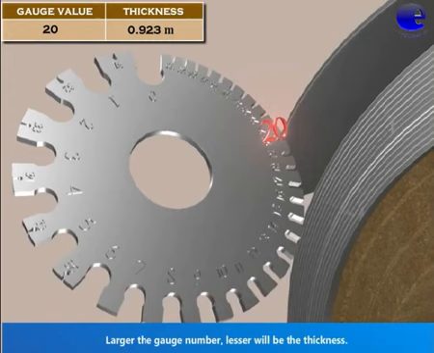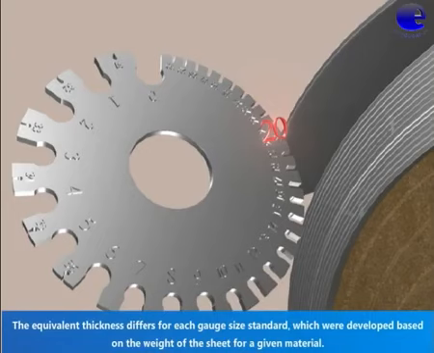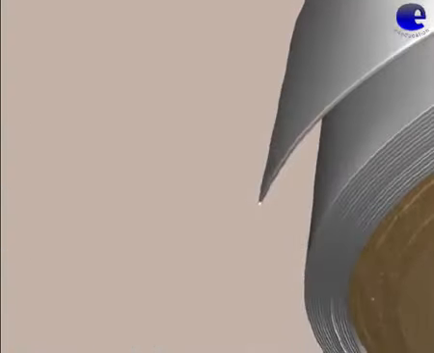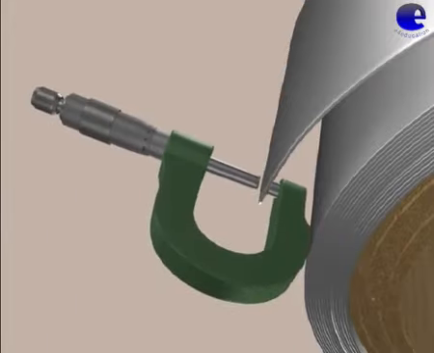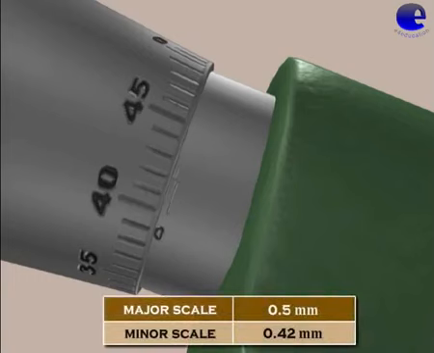Larger the gauge number, lesser will be the thickness. The equivalent thickness differs for each gauge size standard, which were developed based on the weight of the sheet for a given material. Major scale reading 0.5 mm, minor scale reading 0.42 mm.